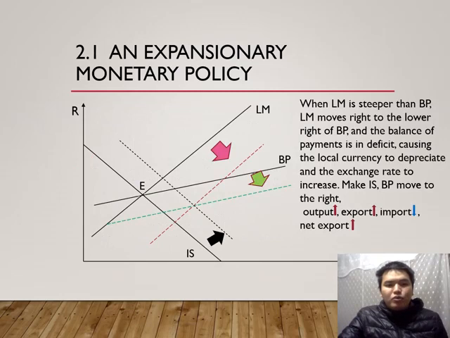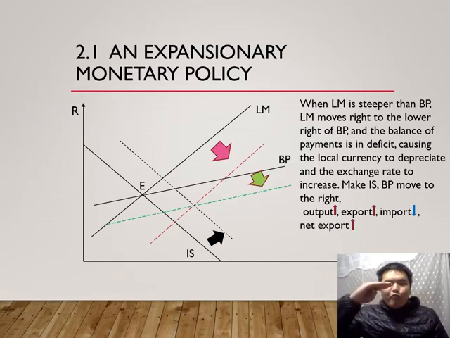First, let's look at the effects of an expansionary monetary policy. Here we can see that when LM is steeper than BP, LM moves right to the lower right of BP and the balance of payments is in deficit, causing the local currency to depreciate and the exchange rate to increase, making IS-BP move to the right. In sum, that is more output, more export, less import, and more net export.